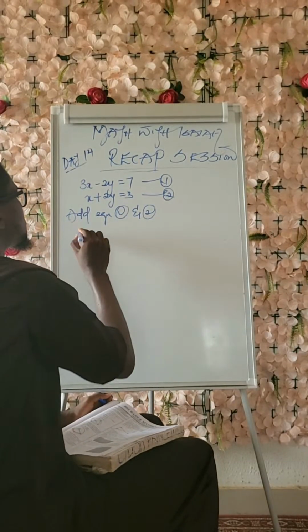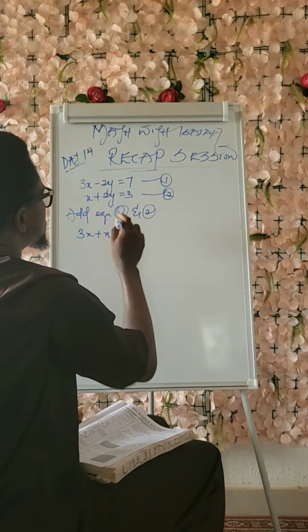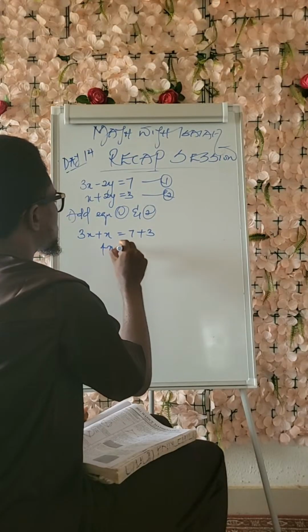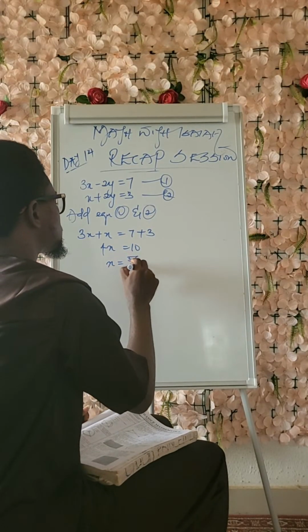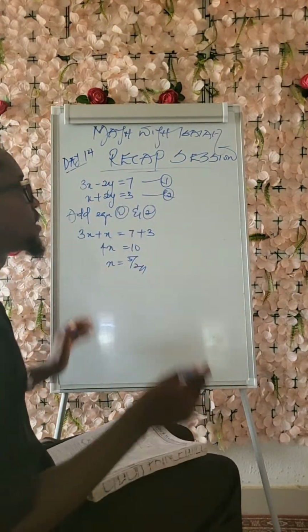What does that mean? That's 3x plus x. This cancels out. Equals 7 plus 3. This is 4x equals 10. X is what? 10 over 4. That's 5 over 2. And then substitute it back inside any of the equations to get y.